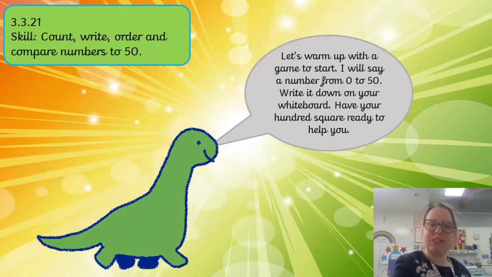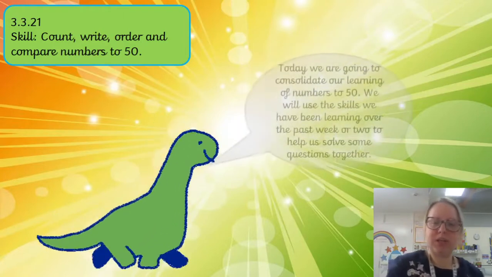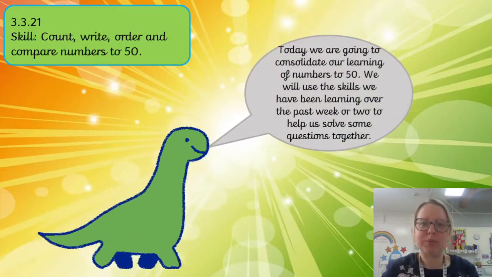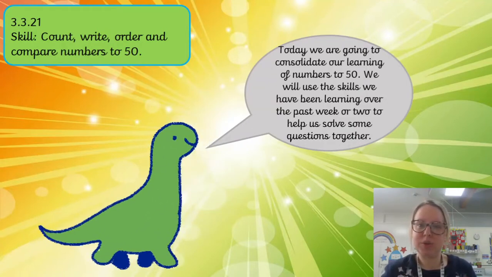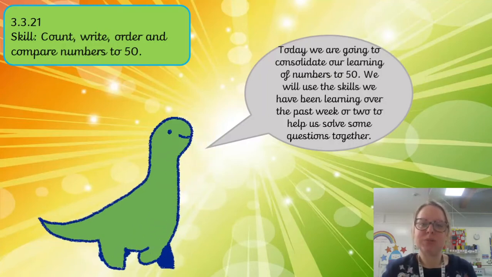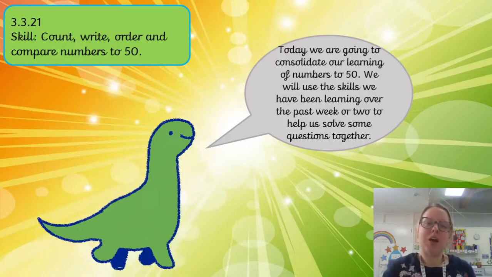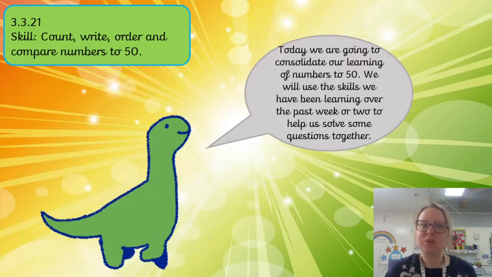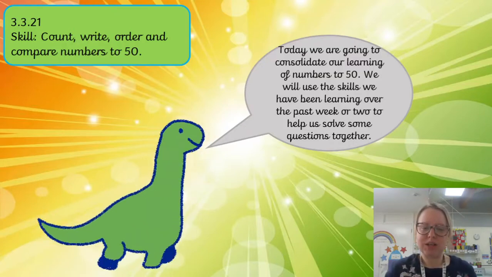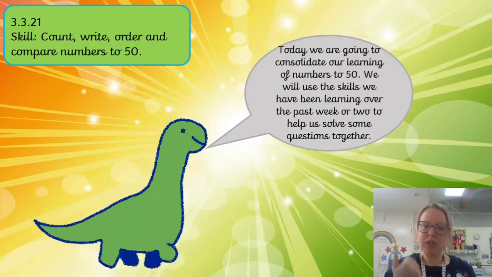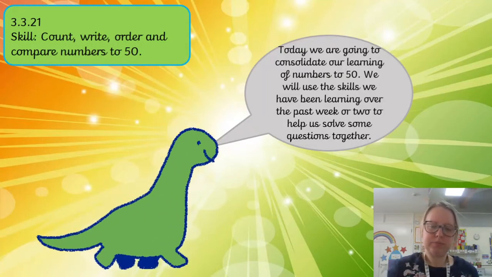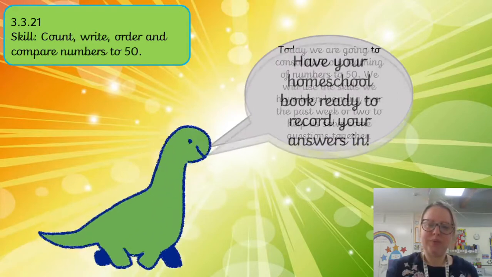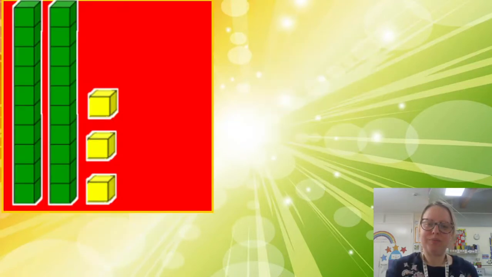Okay, now today we are going to be consolidating our learning of numbers to 50. That means we're going to use all of the skills that we've been learning over the last week or so, and we're going to solve some questions together. So you need to have your homeschool book ready, and we're going to do our learning during the video today. You need your homeschool book, a pencil, and your 100 square would be great. Okay, hopefully you're ready now for your learning.